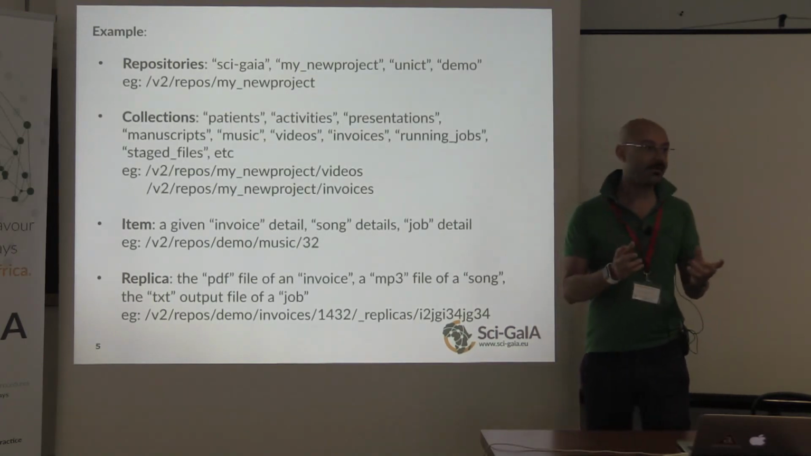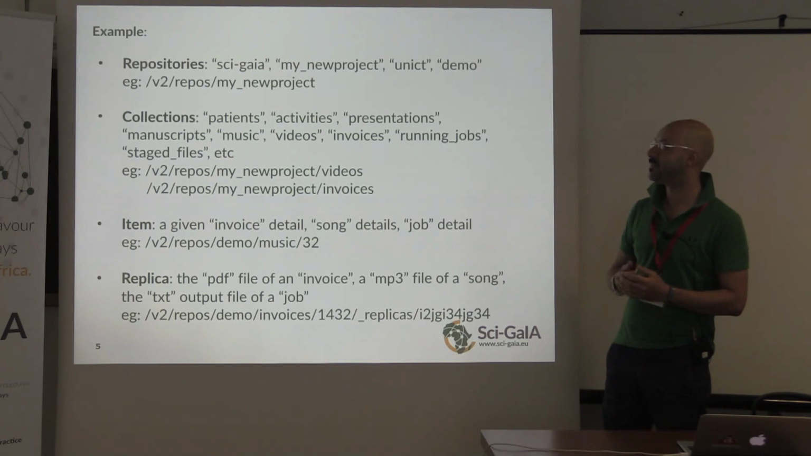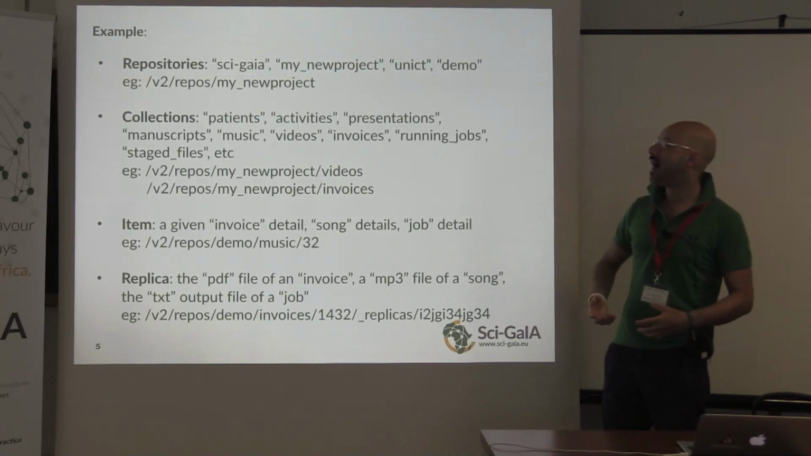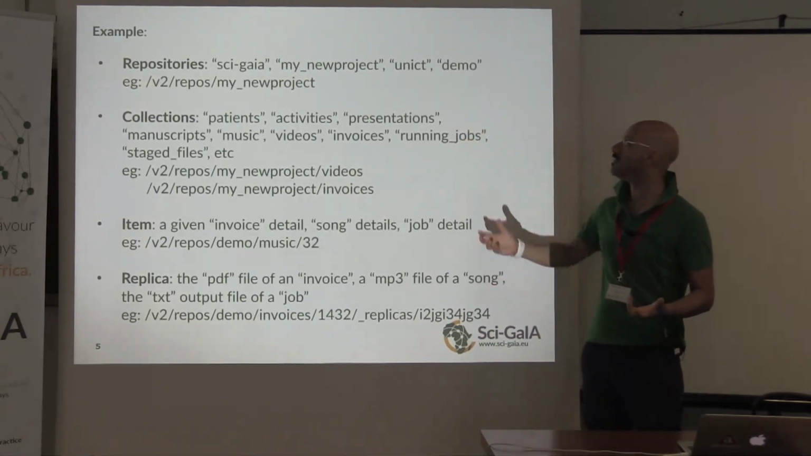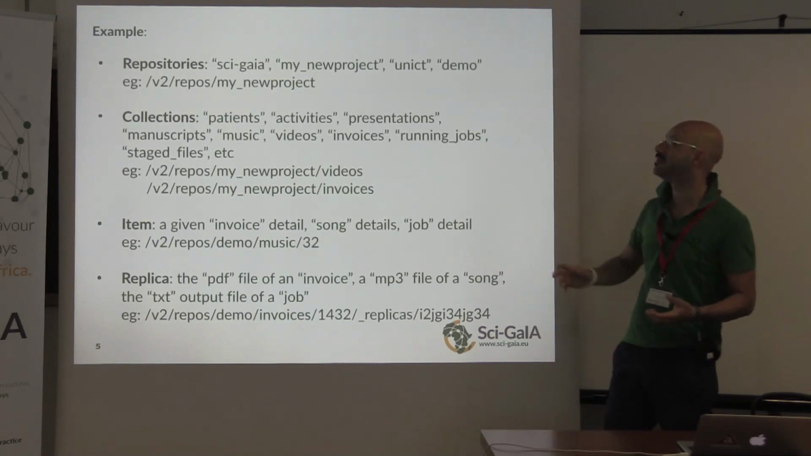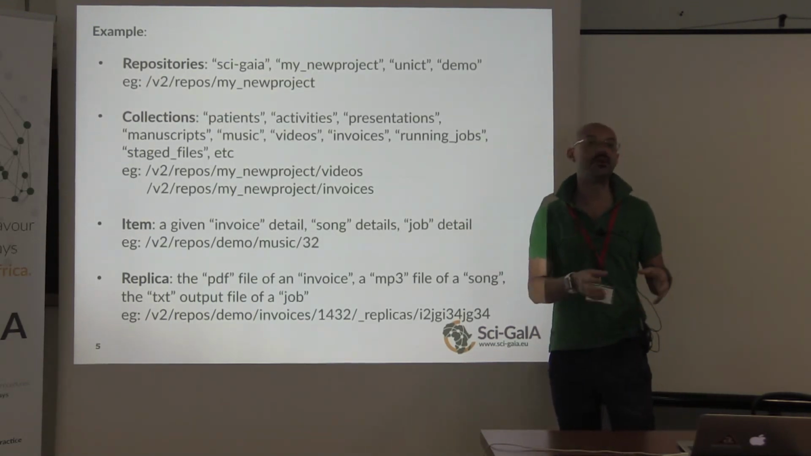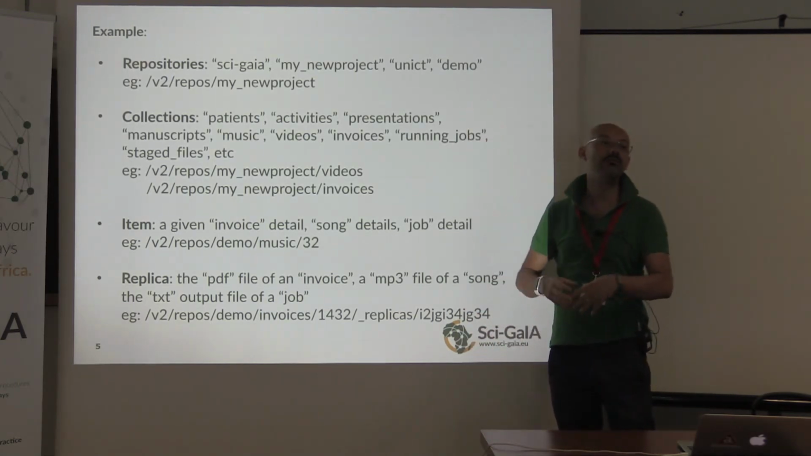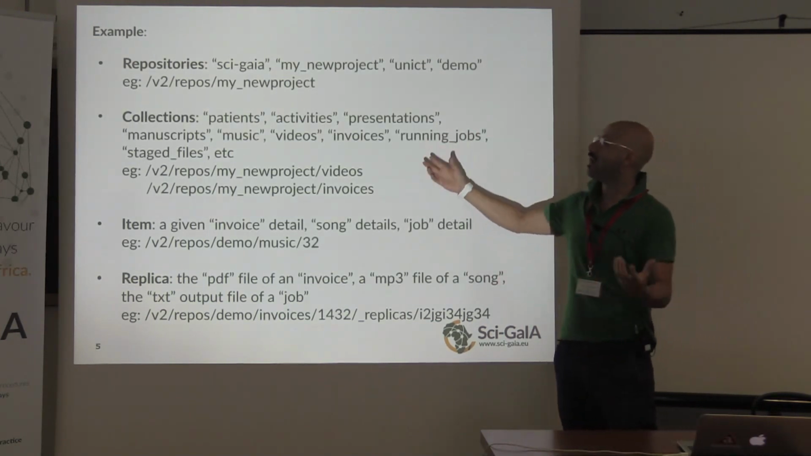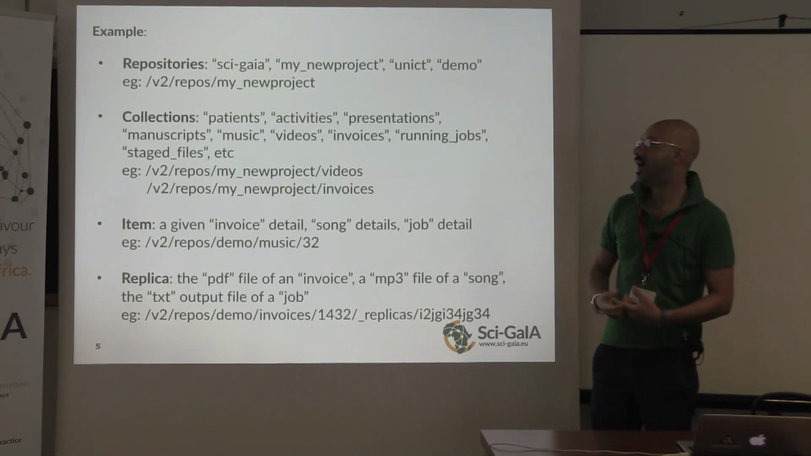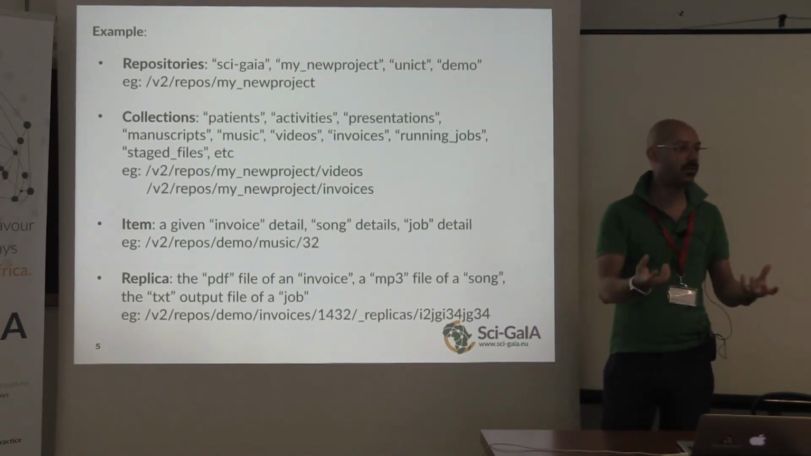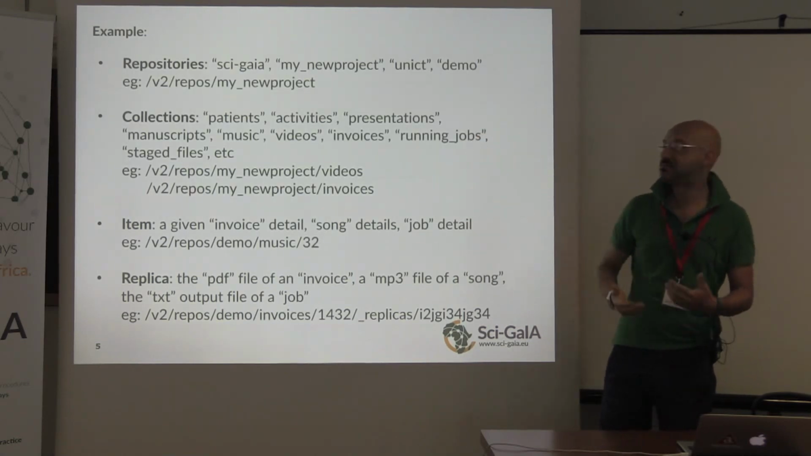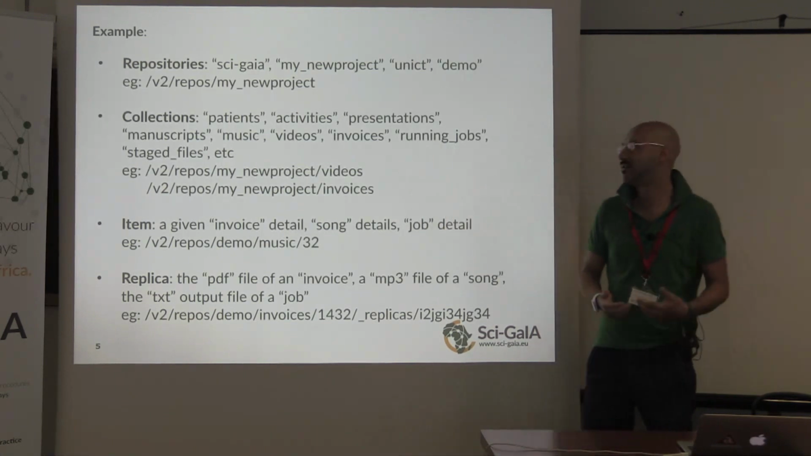Let's make some examples of the topics we have just seen. For example, we can have a repository for the Sci-GaIA project, or a new project that we call My New Project, or the University of Catania can have its own repository, or we can have a demo project. We are going to create a demo repository live during the hands-on part. As collections, we can think of any kind of sets that have some commonalities between them, like passions or activities, presentations, manuscripts, music, videos, and so on.